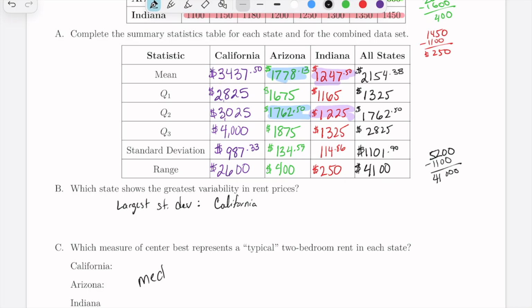And in fact, that's one of the things that's typically advertised. There's a lot of places that will say the median family house costs this much, or the median apartment. That's pretty typical.